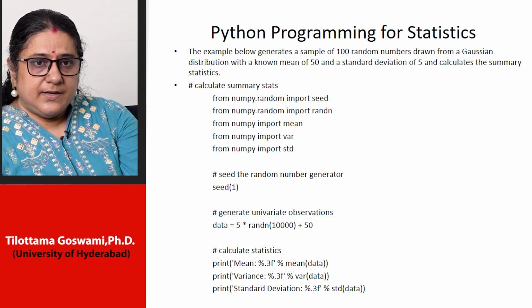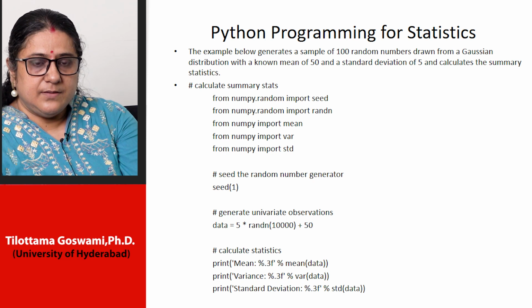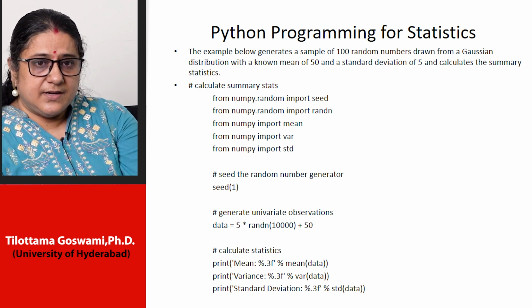So from numpy.random we import seed, then from numpy import mean, import variance, var, and import std. So create 100 random numbers and then calculate and print the mean, variance and the standard deviation.